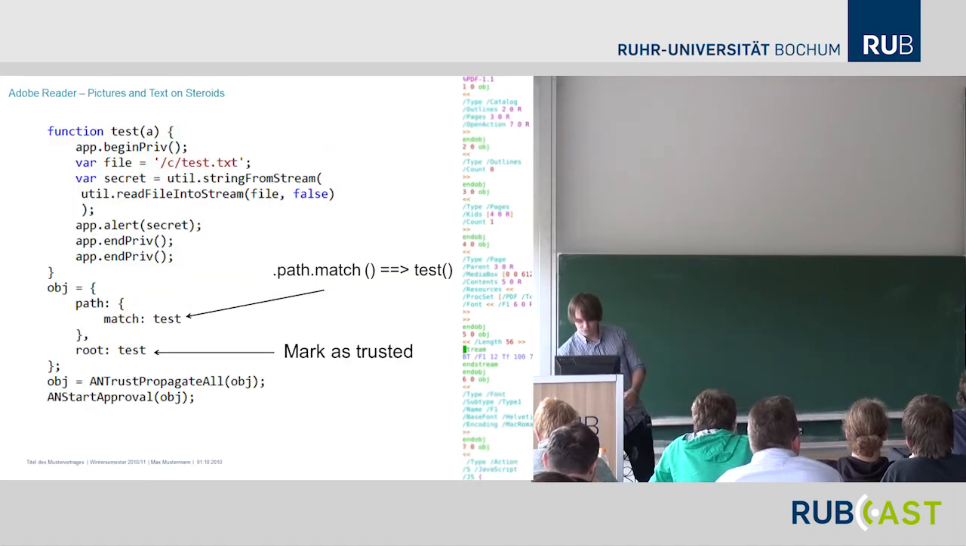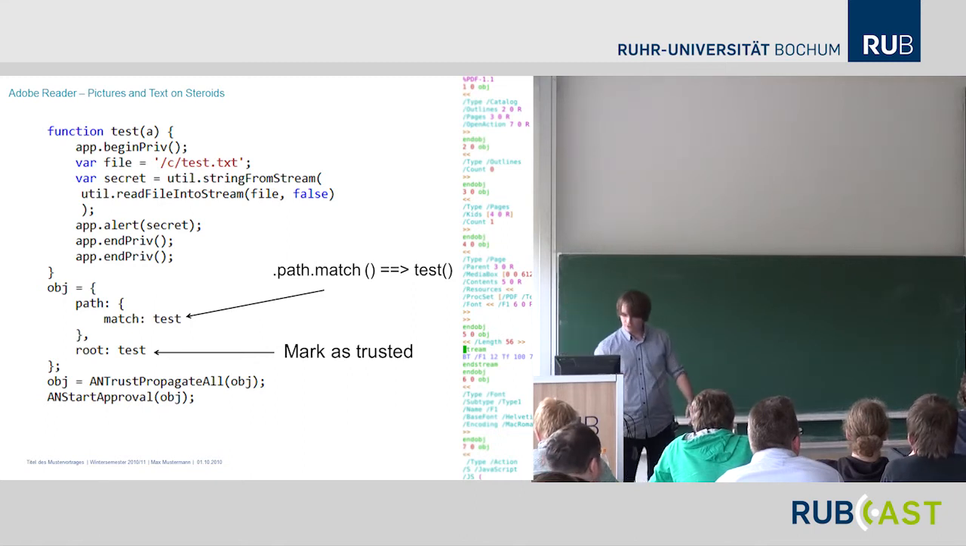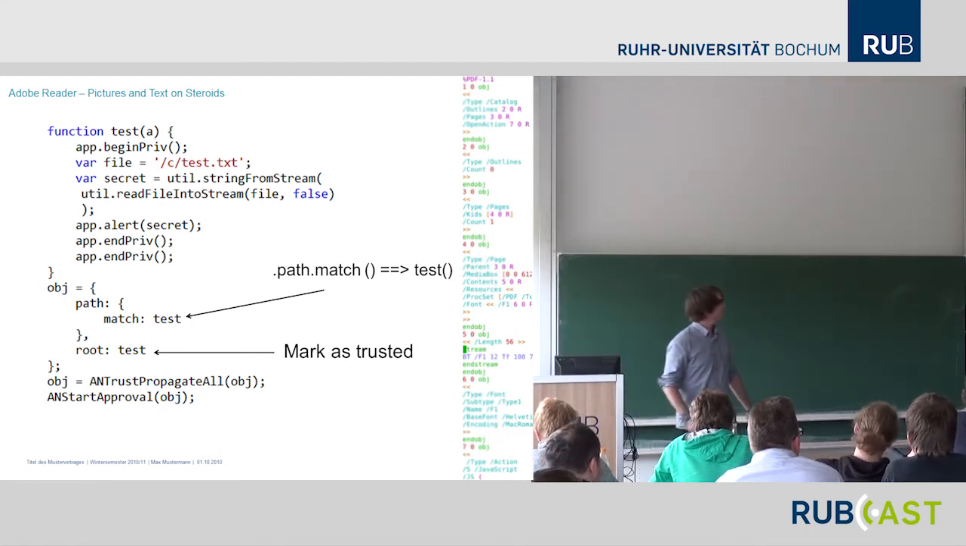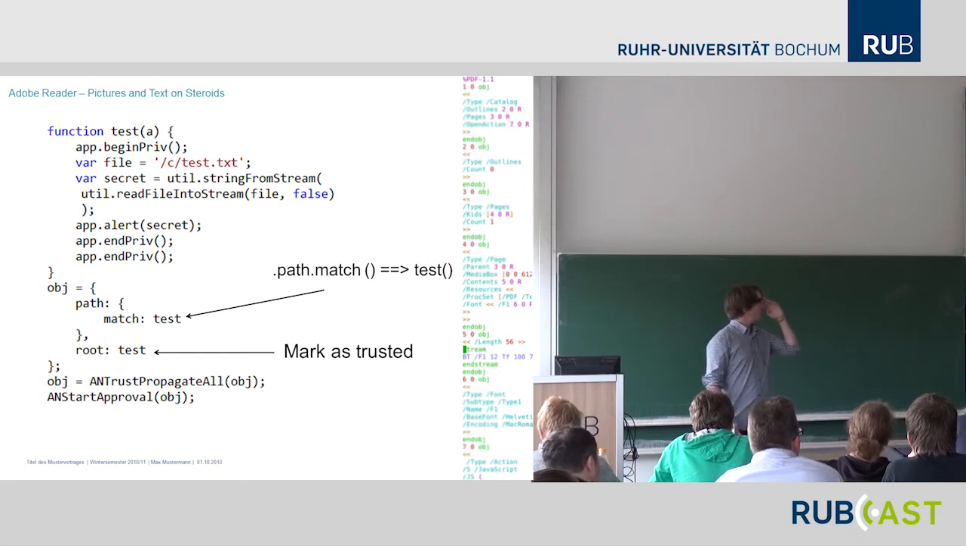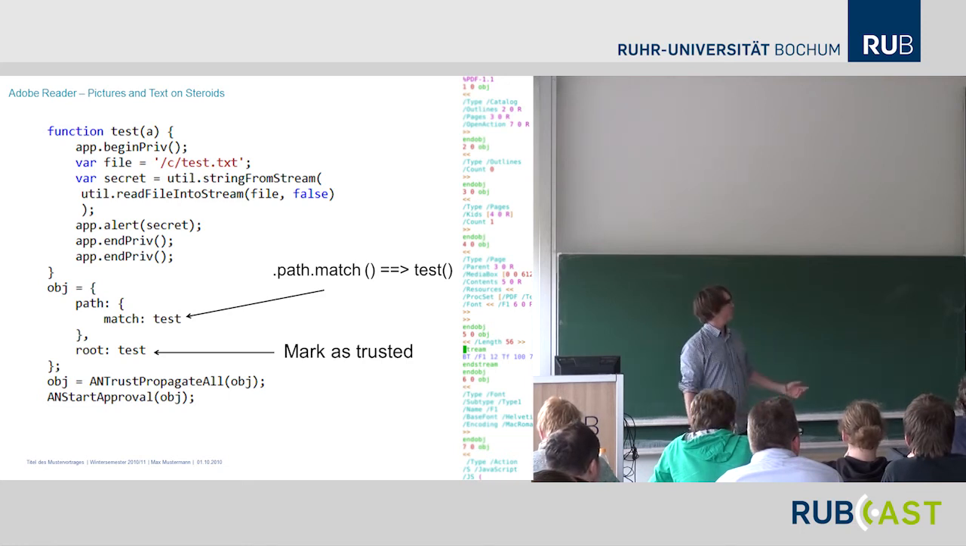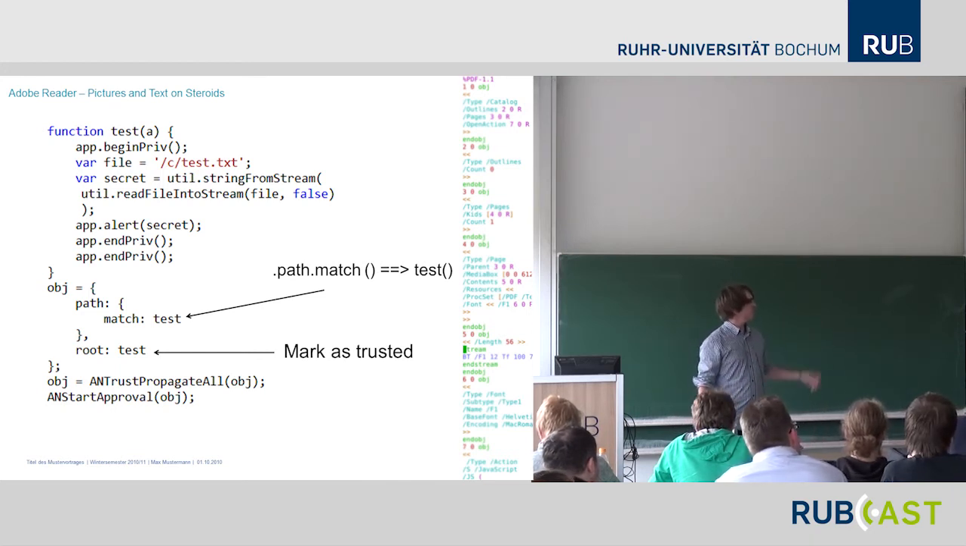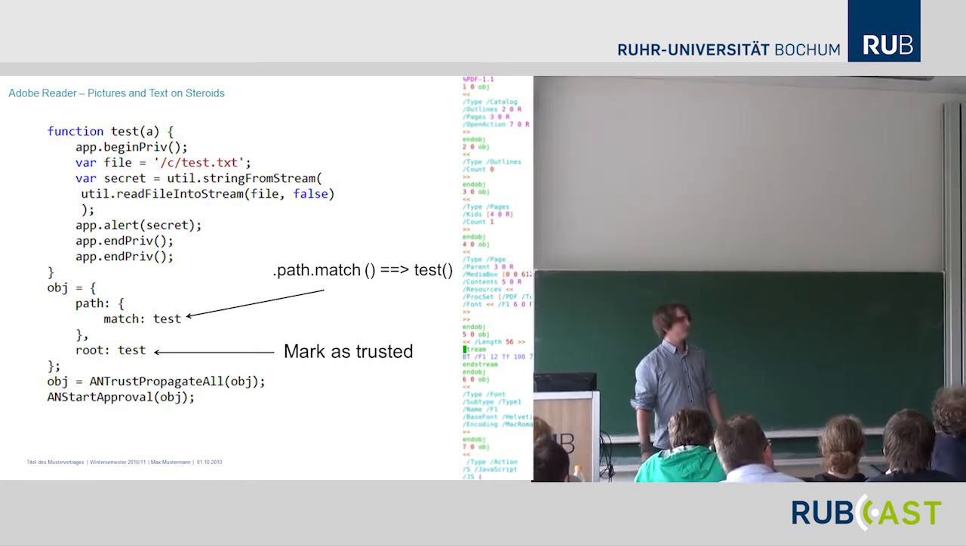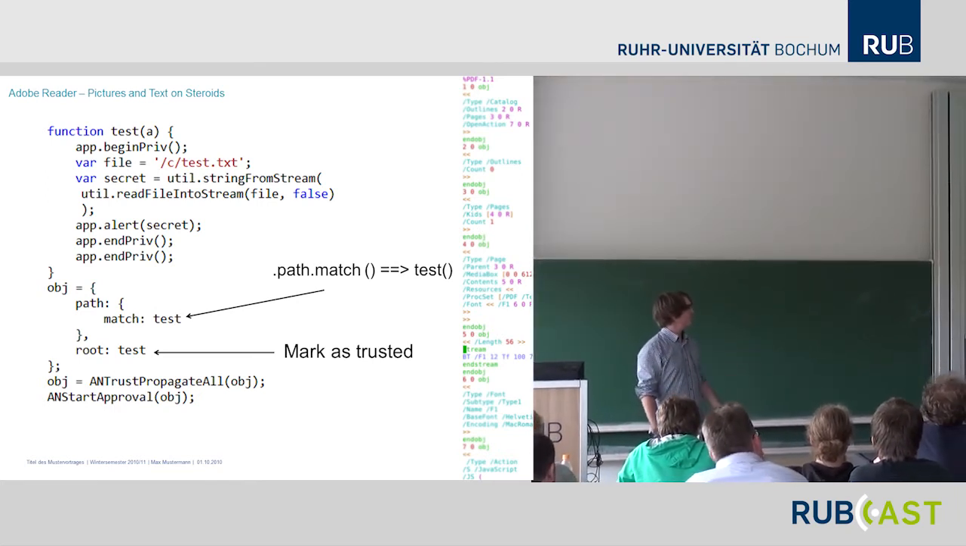I forgot to make it full screen, I see. Sorry. So now you can see better, I think. So what do we have to do? We take our object. Now we have also a path property. And this path property has a match property, which is now pointing to our function. We still have this other one, the root, to get marked. Okay, we call trust propagate all. We are marked, call the approval function, and now we are in privileged mode.